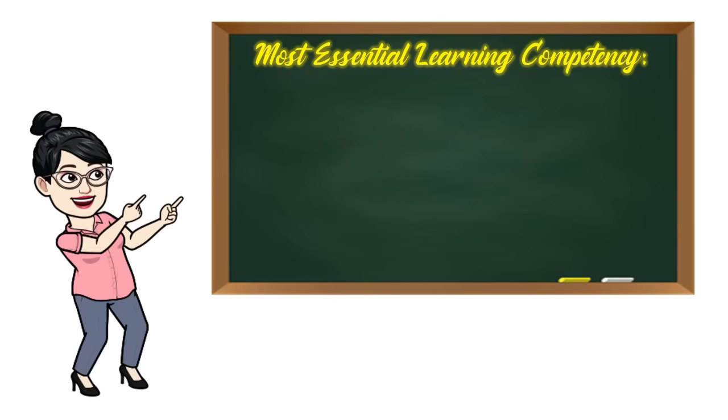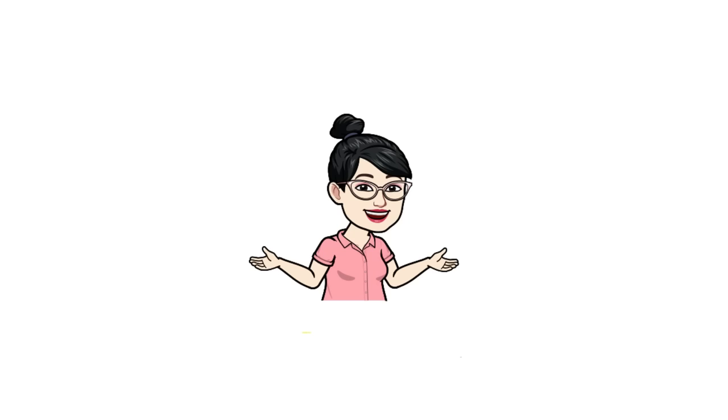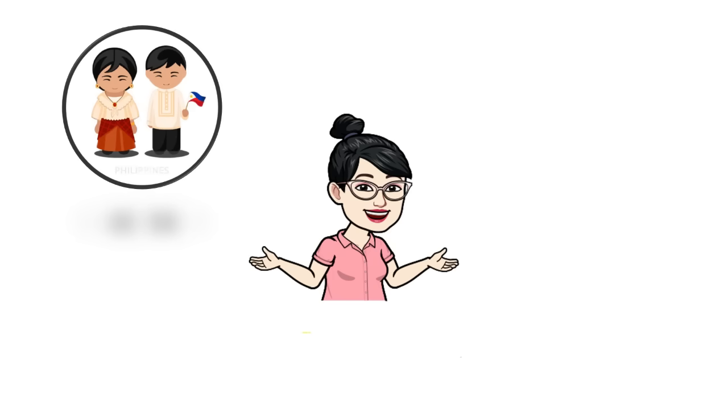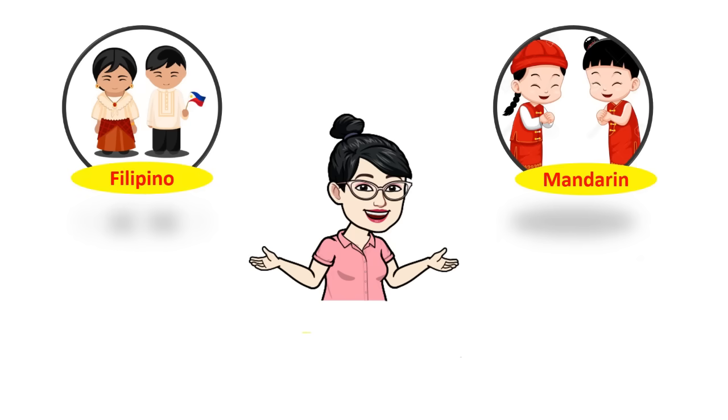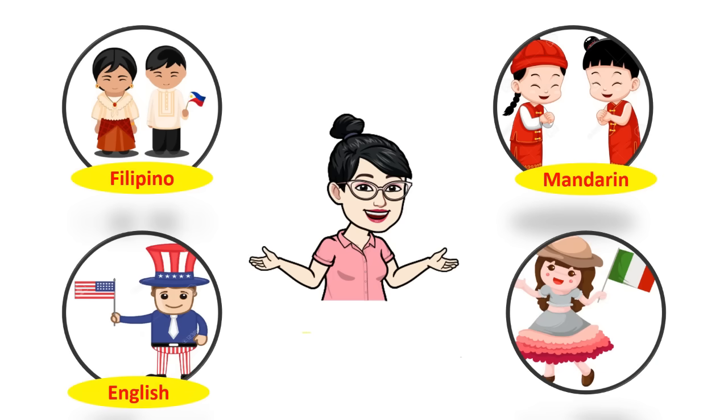Our target most essential learning competency for this video is observe the language of research, campaigns, and advocacies. Bawat lahi ng tao sa mundo ay may kanya-kanyang wika o lengguwahe na kinagisnan. Ang tawag sa lengguwahe nating mga Pinoy ay Filipino. Sa mga Chinese naman ay Mandarin. Sa mga Amerikano ay English. Samantalang sa mga Italiano ay French. Ang lengguwahe ng research, campaigns, and advocacies, alam mo rin ba?